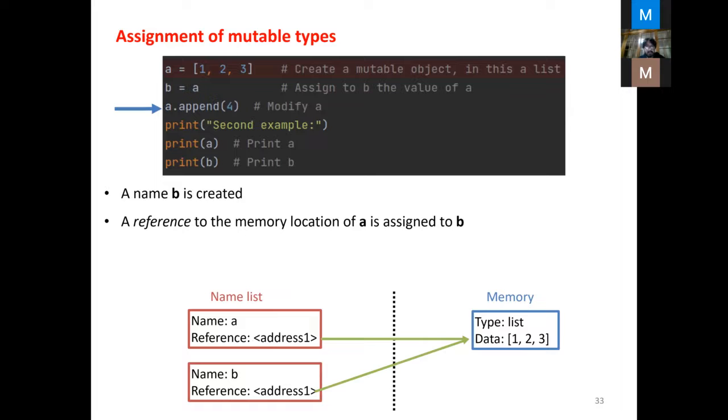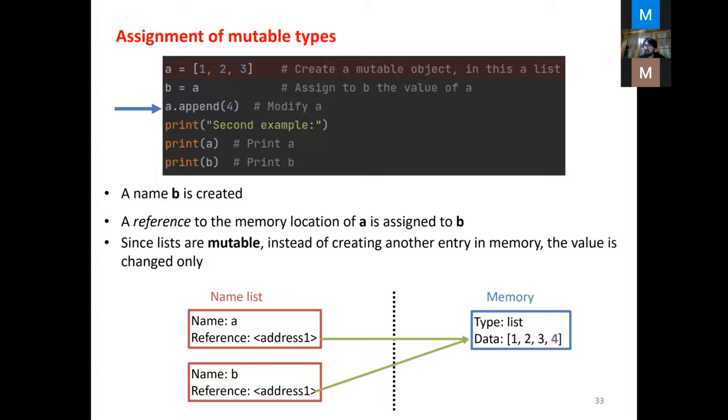Now, the interesting thing happens here, because a is a mutable type. Instead of creating another entry in memory, it modifies the same entry in memory, adding the 4 to the entry. So this means that the reference of b is pointing to the same place in memory that has been changed by the instruction, which is append. This is why in our second example the output of a and b is the same, because they are pointing to the same location in memory.